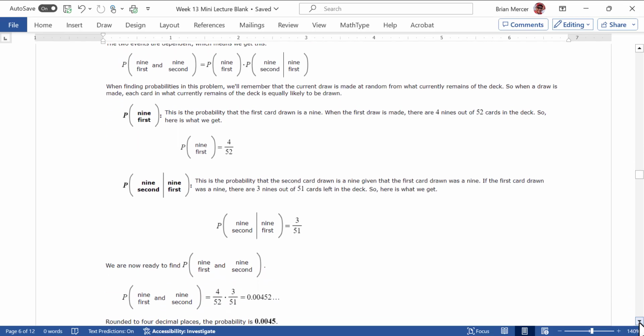And so then to multiply those 2 together, 4 out of 52 times 3 out of 51, you get 0.00452. And so that 5th decimal place is a 2. So rounding to 4 decimal places, the final answer is 0.0045.